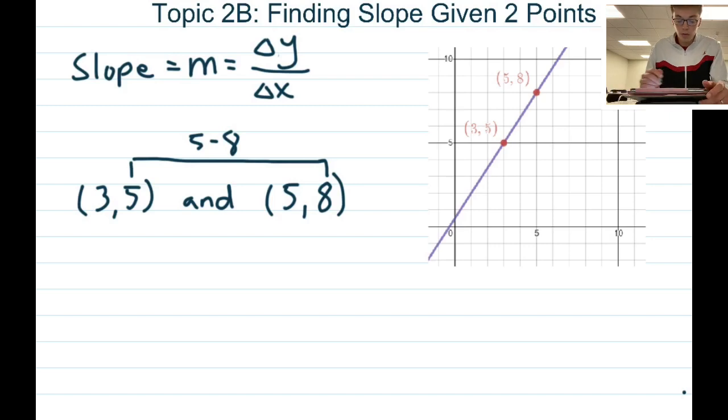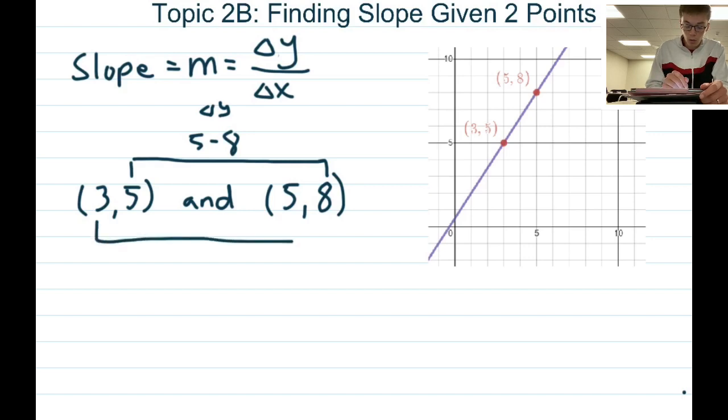So we're going to do 5 minus 8 for the change in y, and I'm going to write change in y over top of that. And then for the change in x, we're going to do 3 minus 5. So 3 minus 5 here. I took the first one minus the second one. We're figuring out how much it changes. What's the difference between the two? So 3 minus 5, which is our change in x.